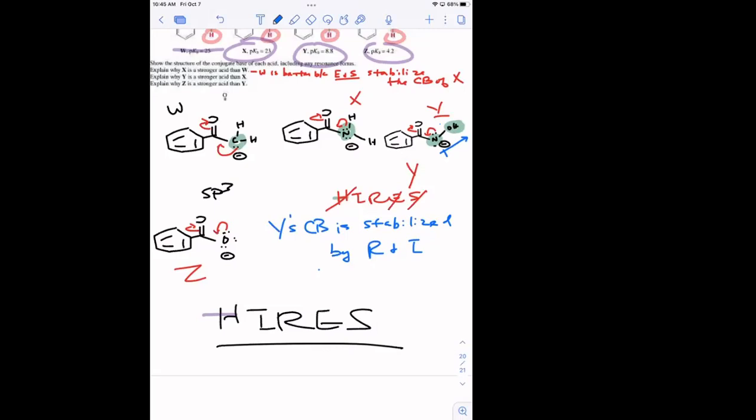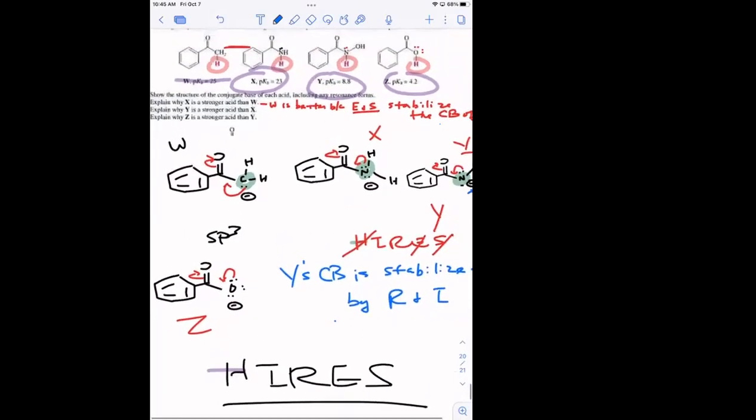So if we have a question like this and it says explain why, tell as much as you can, because the more stabilizing factors you have present, the better the acid is going to be, and the more stable the conjugate base is going to be. All right, we've got 5 minutes left, so let's do the last question. Explain why Z is a stronger acid than Y.